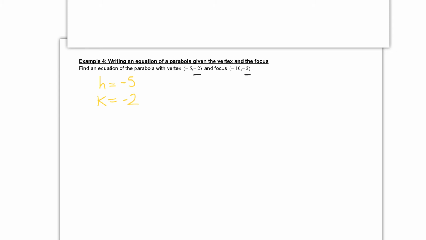But the focus that we need for an x equals graph is going to be h plus 1/4a, comma k. That tells us that the x coordinate is h plus 1/4a, which is this -10, and then k is -2, which we already know k is -2. So what we need out of this focus is this point right here.